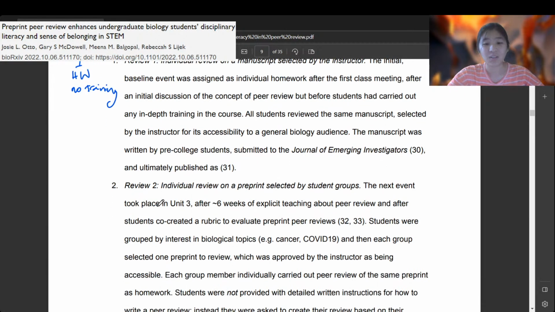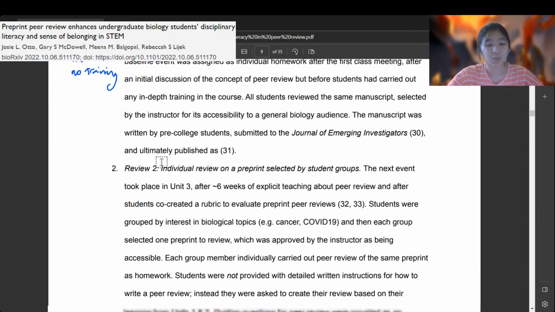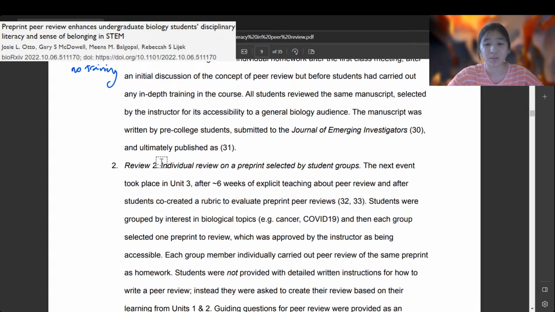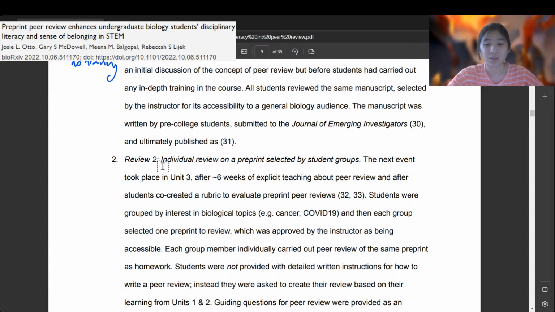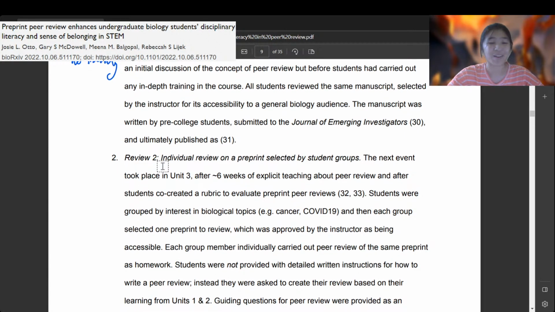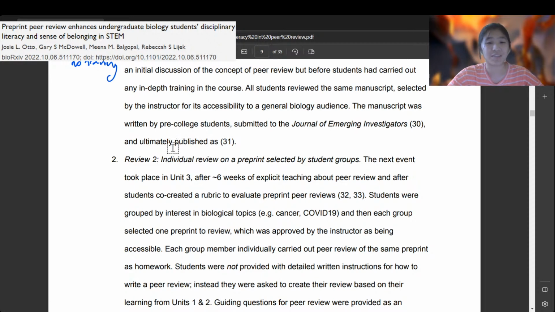Okay, all students reviewed the same manuscript selected by the instructor for its accessibility to a general biology audience. So basically, they picked an easy one that college students could understand. The manuscript was written by pre-college students, submitted to the Journal of Emerging Investigators, and ultimately published as 31. Okay, so that should be a reference at the very end of the document.